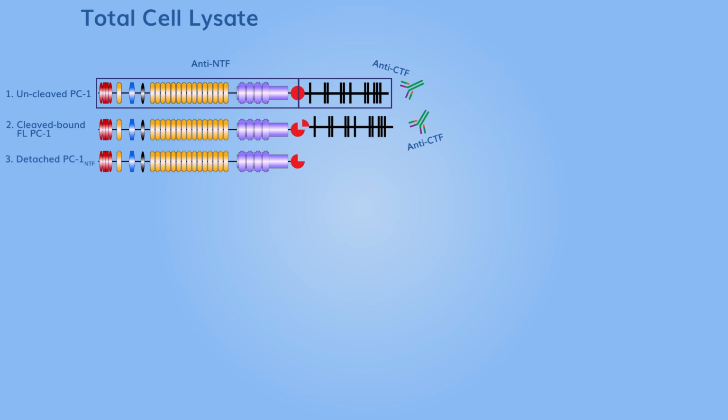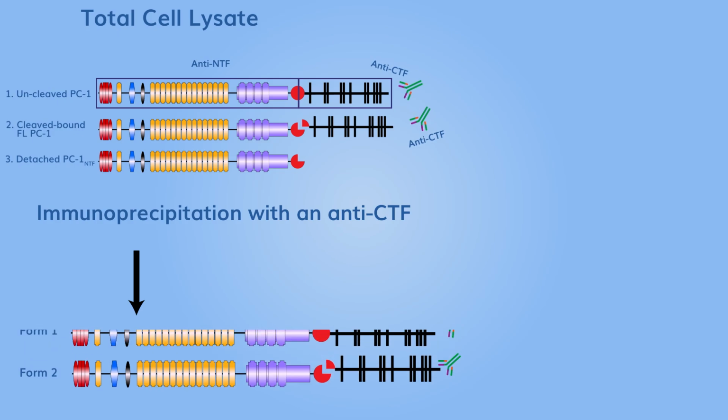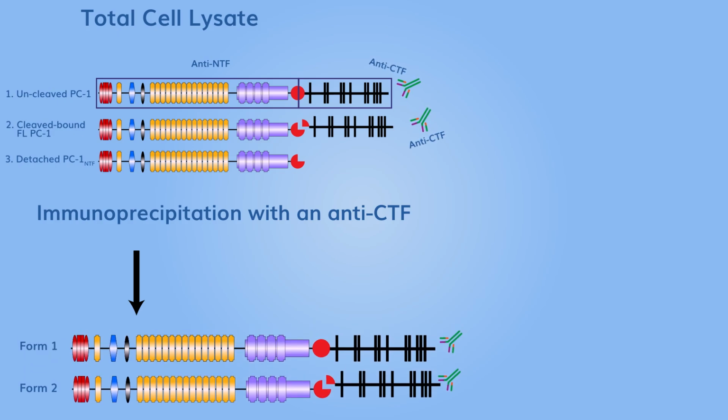For example, in this slide, we have generated total lysate from cells. The total lysate is immunoprecipitated with an antibody directed at the C-terminus of polycystin-1, or anti-CTF. This antibody will be able to immunoprecipitate forms 1 and 2, whereas form 3, due to lack of the CTF fragment, will come through in the flow-through fraction.